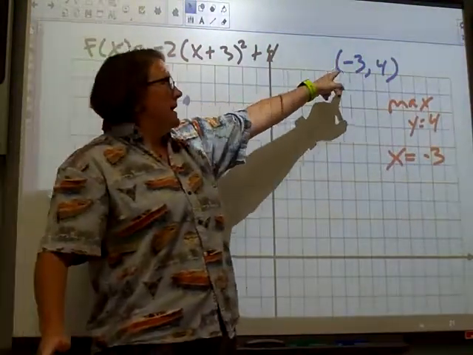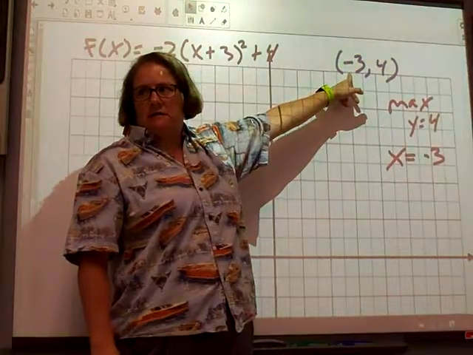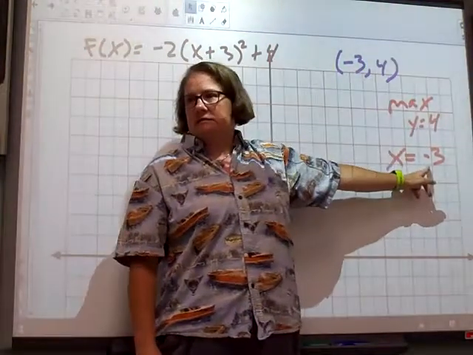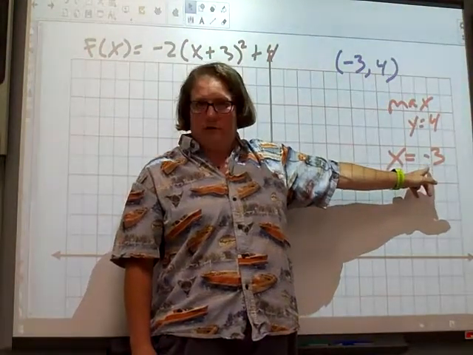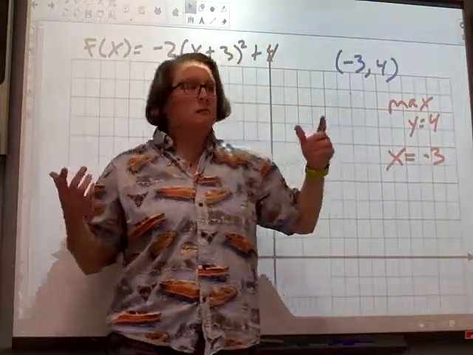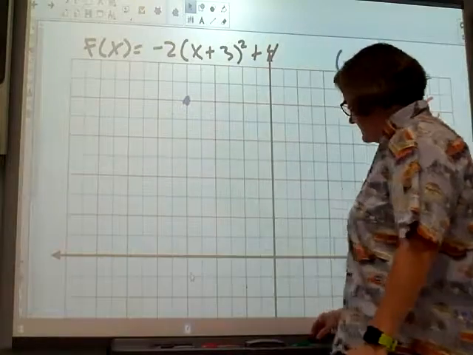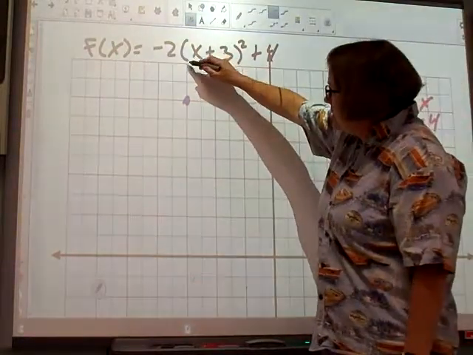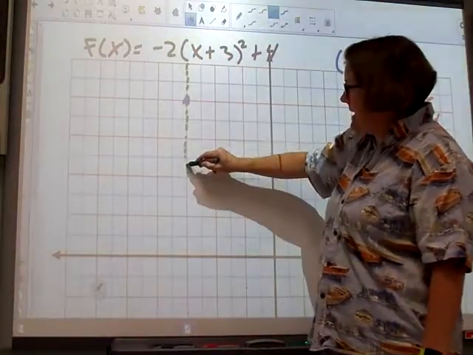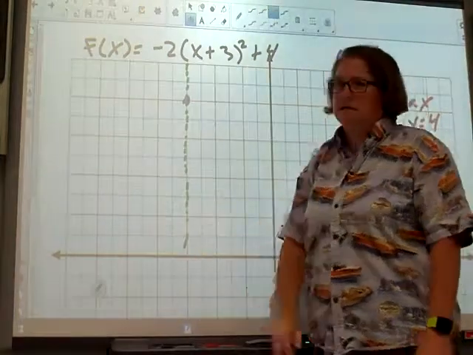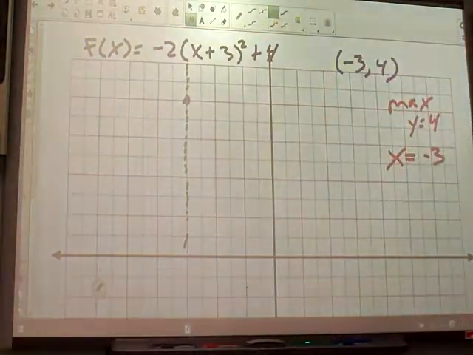Notice our x-coordinate of our vertex is your axis of symmetry every time, because that's going to be in the middle. So you're going to see me a lot of times as I'm drawing this, draw a little dotted line through that. That's going to be that fold line that I have.